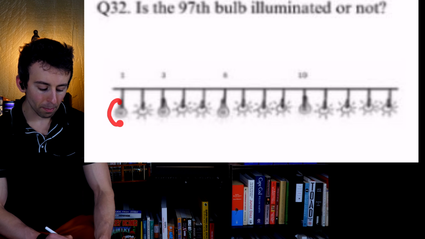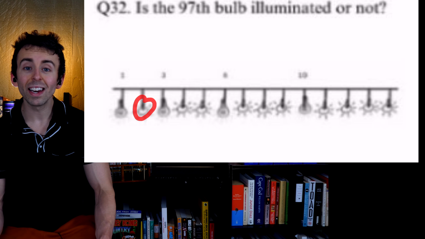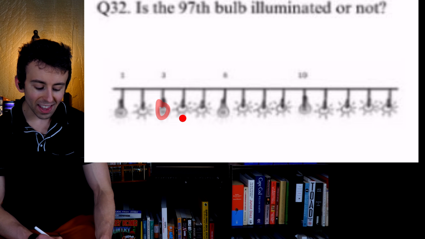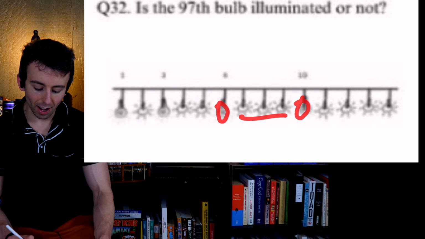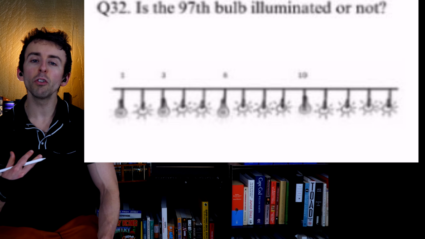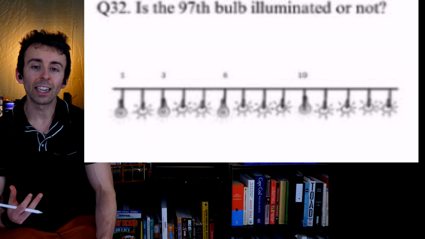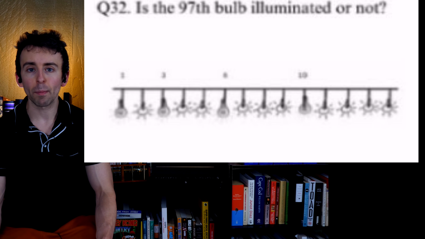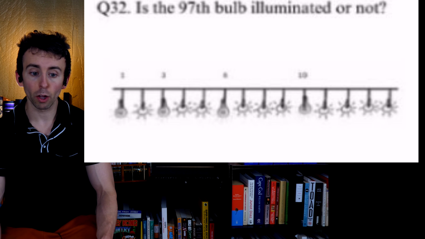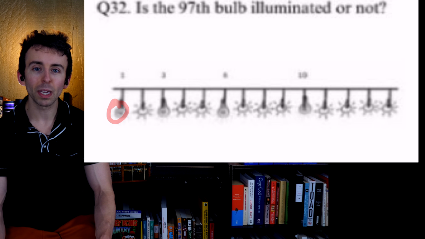It's a light bulb that's not illuminated, and then one that is, and then one that's not, and then 2 that are, and then 1 that's not, and then 3 that are, and then 1 that's not, and then 4 that are. So the illuminated bulbs are appearing in groups that are going up by 1 each time, and these groups are separated by dim bulbs. And of course, it starts with a dim bulb here.